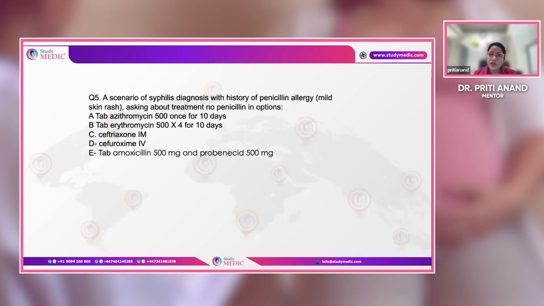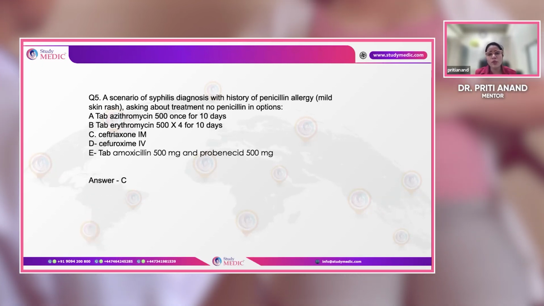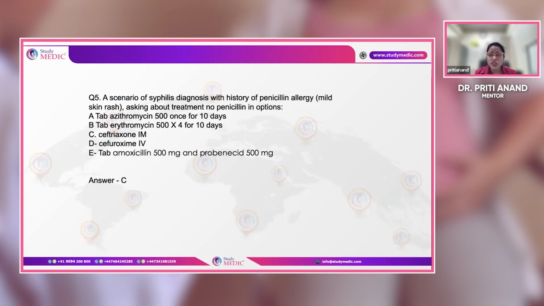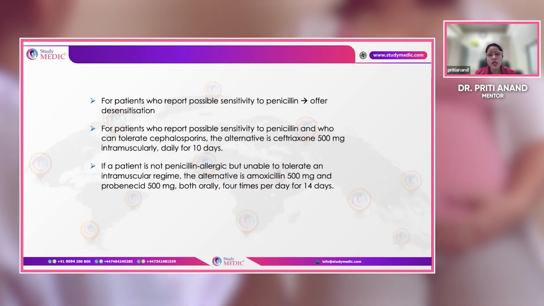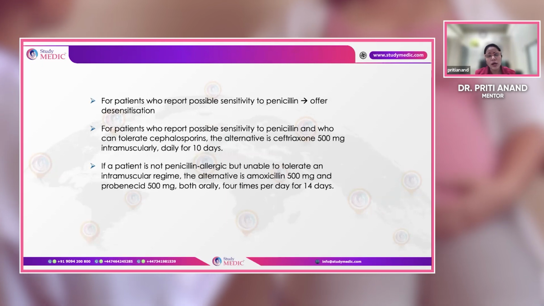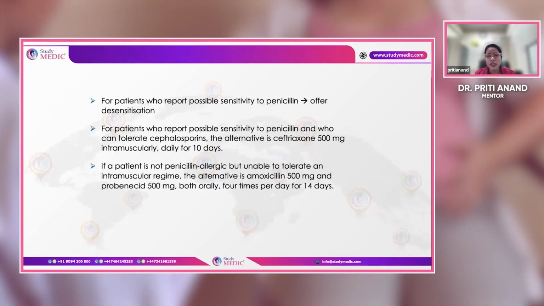Some patients who are needle phobic do not want any kind of injection. In those patients, amoxicillin with probenecid can be used. For this patient, because it is a mild allergy, you can use ceftriaxone. If the patient does not want IM injections, then you can use amoxicillin or probenecid, specifically if they have a severe penicillin allergy and are unable to tolerate even the intramuscular regimen.